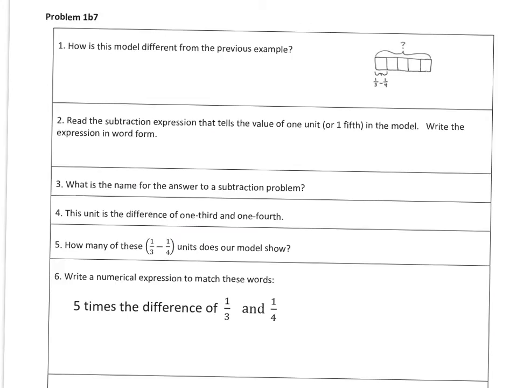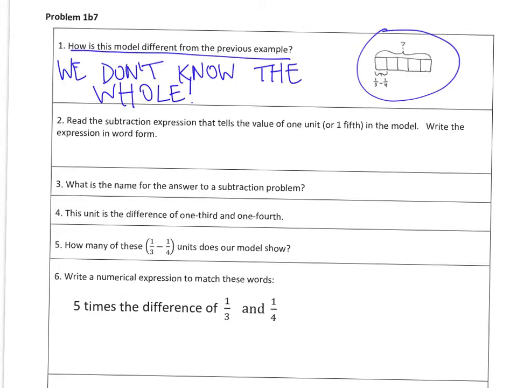Now check out this tape diagram. This is a little different than the first one. So how is this model different? We don't know the whole. We don't know what the whole equals, so we're a little confused. So read the subtraction expression that tells the value of 1 unit or 1/5 of the model. So there's a subtraction expression that tells us what just 1/5 equals. So write it in word form.